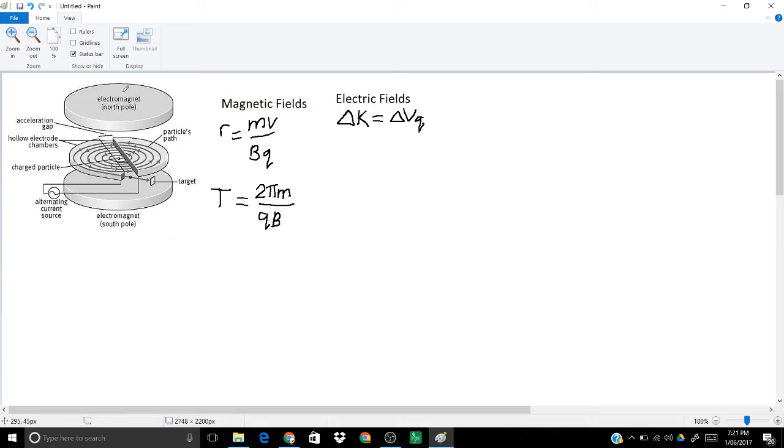You have magnets on top and bottom, so you have a magnetic field running either, in this instance, down, or if you switch the polarity, it could be up.